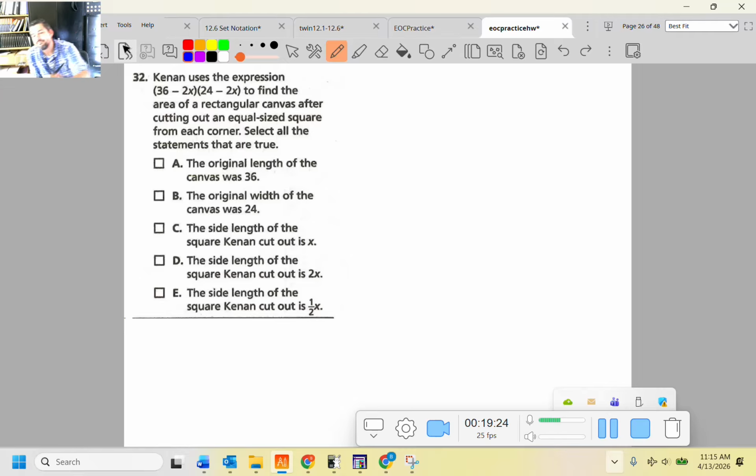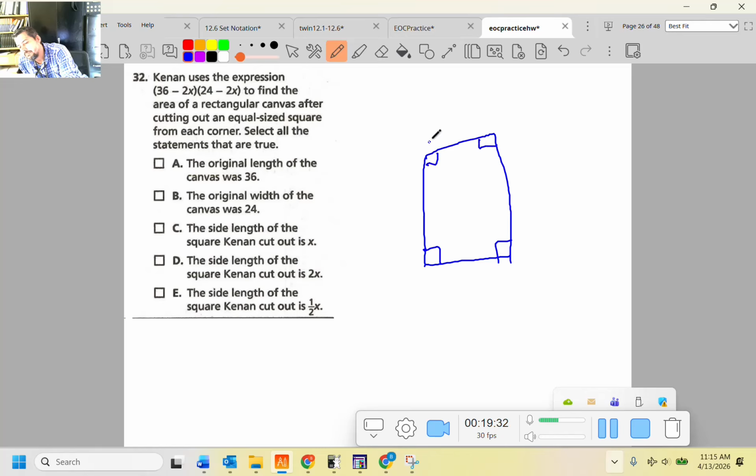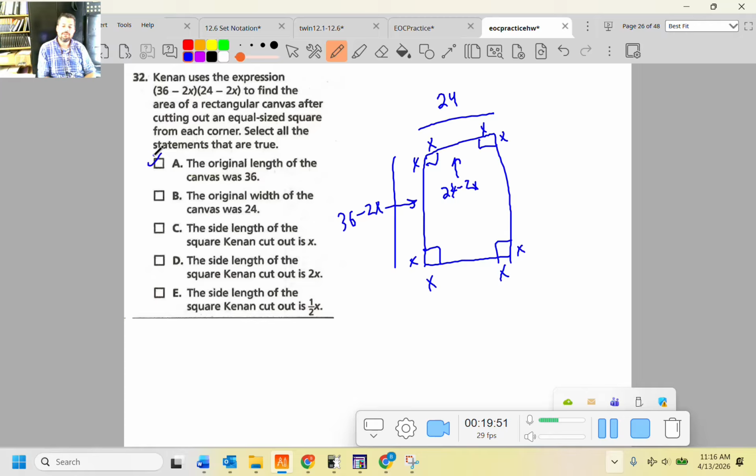What he's done is he started with something that looks a little bit like this, and then he cut squares out of the corners. We had this problem. Remember I told you you could make a box that said live, laugh, love, sold at Hobby Lobby for 50 bucks? This was originally 36, and then you cut out 2 x's. That makes this piece. This was originally 24, and then you cut out 2 pieces. Makes it 24 minus 2x. So yes, the original length was 36. The original width was probably 24. The side length that he cut out is an x, guaranteed, and there you go.